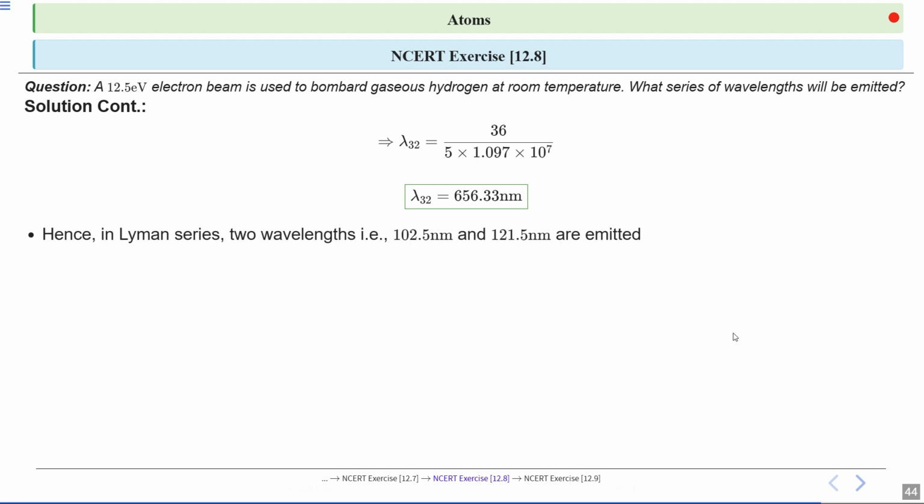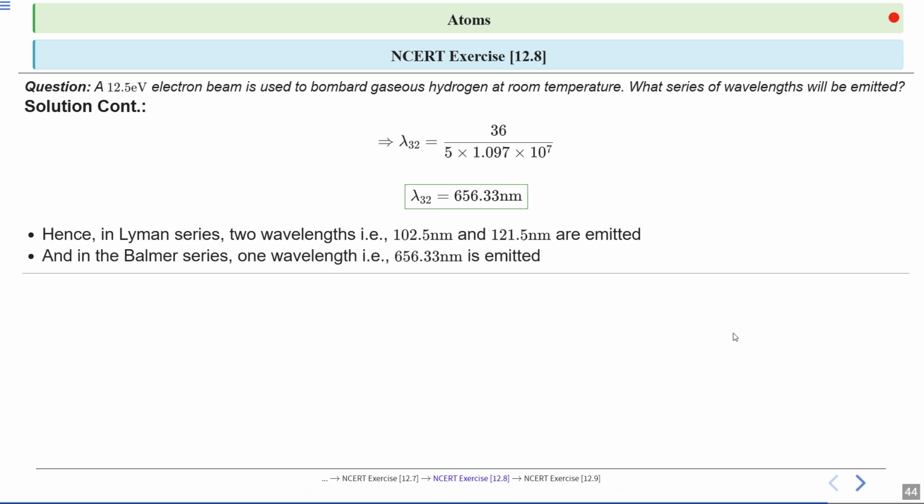Now let's summarize the result for the Lyman series. In this case, two wavelengths are emitted, 100.5 nanometers and 121.5 nanometers. The Lyman series involves transitions where the electron falls to the first energy level, and these wavelengths are in the ultraviolet region, which is not visible to the human eye. Finally, in the Balmer series, we see that only one wavelength, 656.33 nanometers, is emitted in this scenario. This is the same value we calculated earlier.